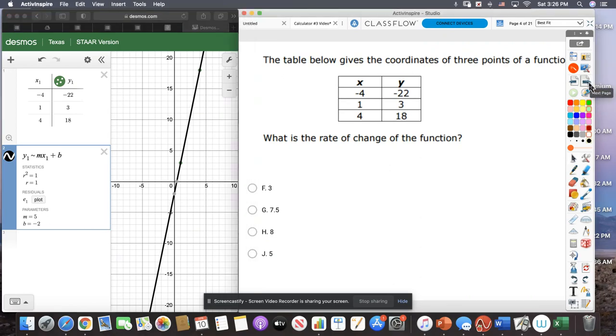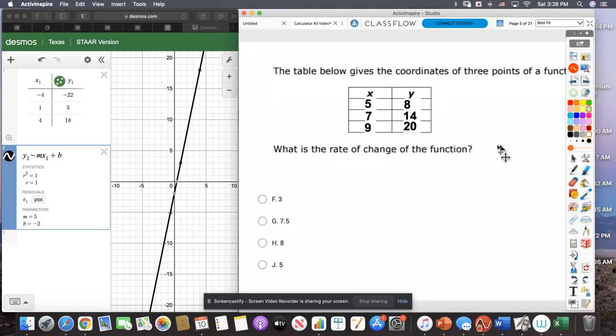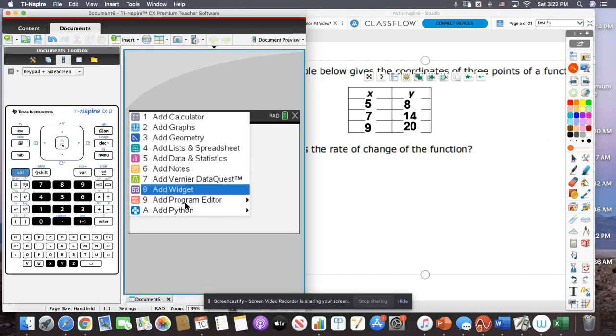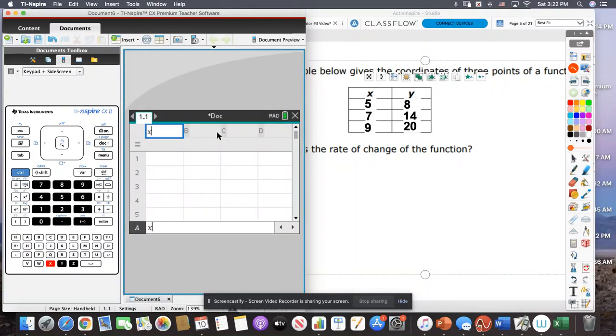Here's one for you to try on your own. You'll have to look at the screen in order to get the problem. You should have gone home, new document, save changes. You go to lists and spreadsheet. Should have typed X and Y, 5 and 8, 7 and 14, 9 and 20.